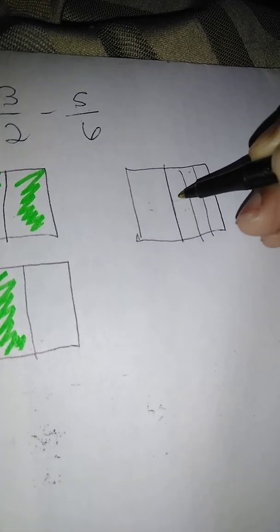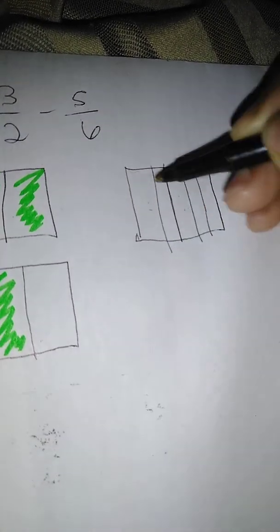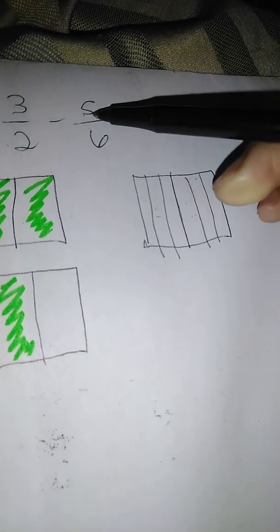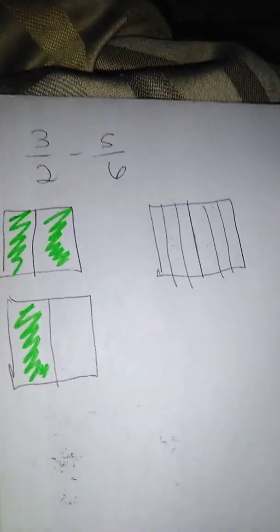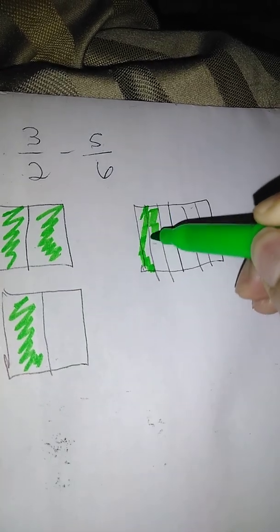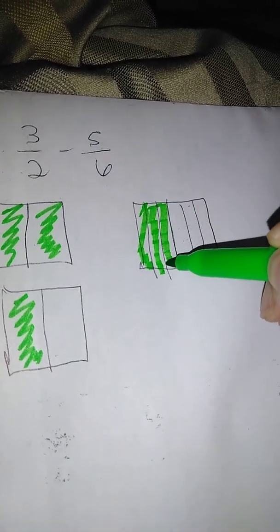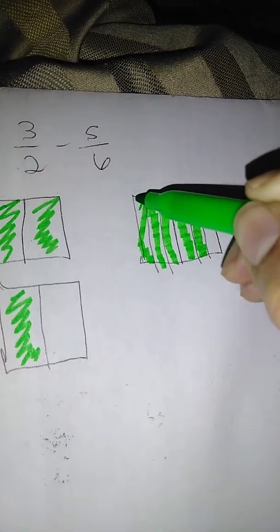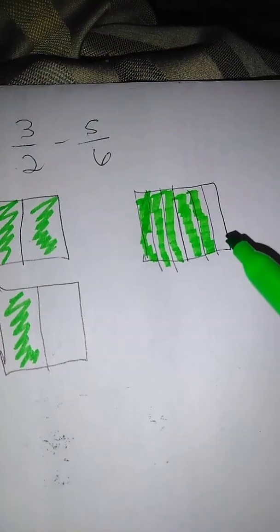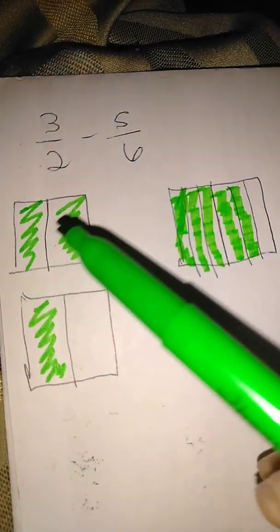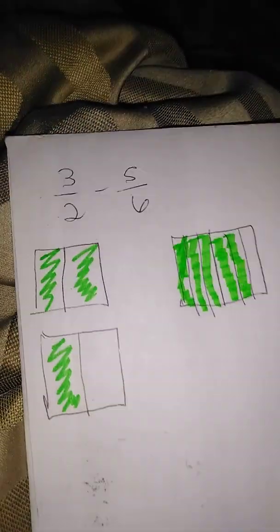I have 1, 2, 3 here, and 1, 2, 3 over here. Now the numerator tells me how many to shade in, which means I have to shade in 5 of the 6 pieces. So let's do our shading. That's 1, that's 2, that's 3, that's 4, and then this is 5. So I have 5 of the 6, or 5/6, represented as an area model, and I have 3, 1, 2, 3 of the 2 represented as an area model.